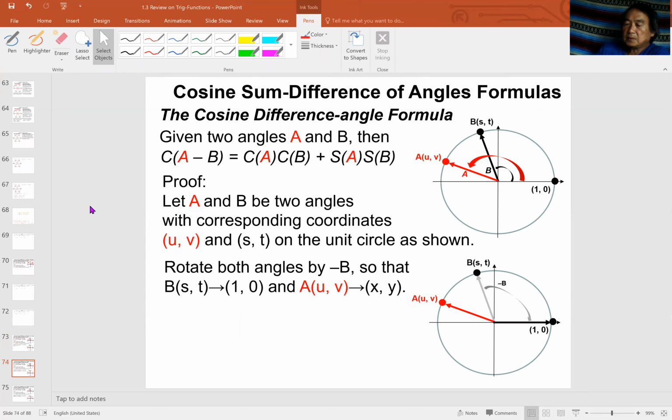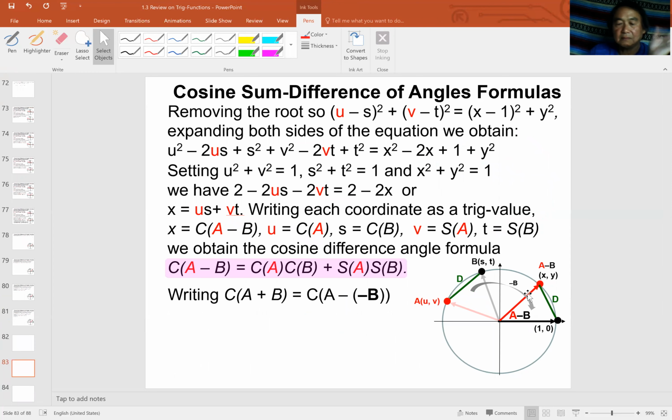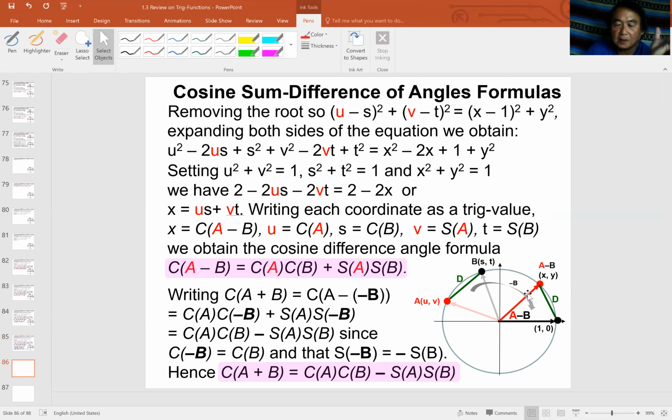Here's a picture. I basically want to find the cosine of the angle A minus B. I want to know what the x coordinate of that point is after the rotations, then write down the distance d, and the formula pops out. Once you have that formula, we get all the rest of it.